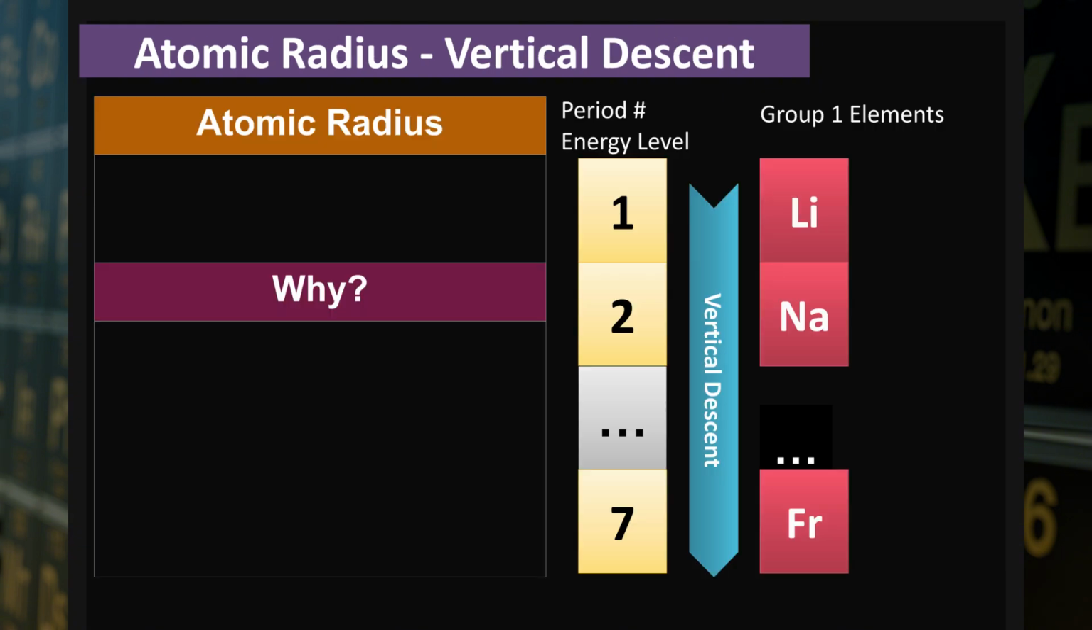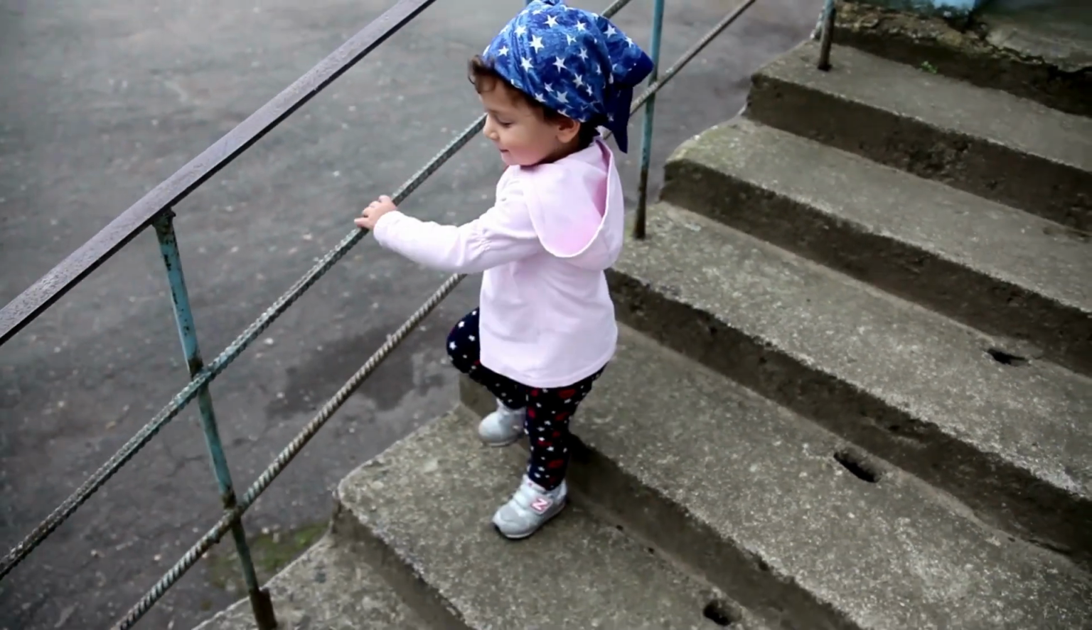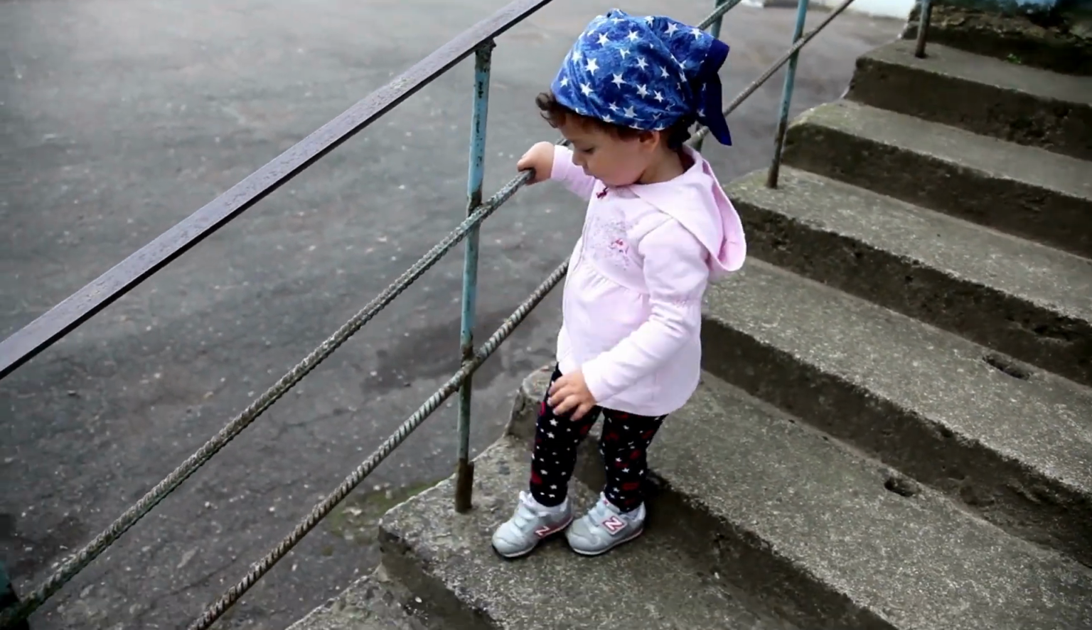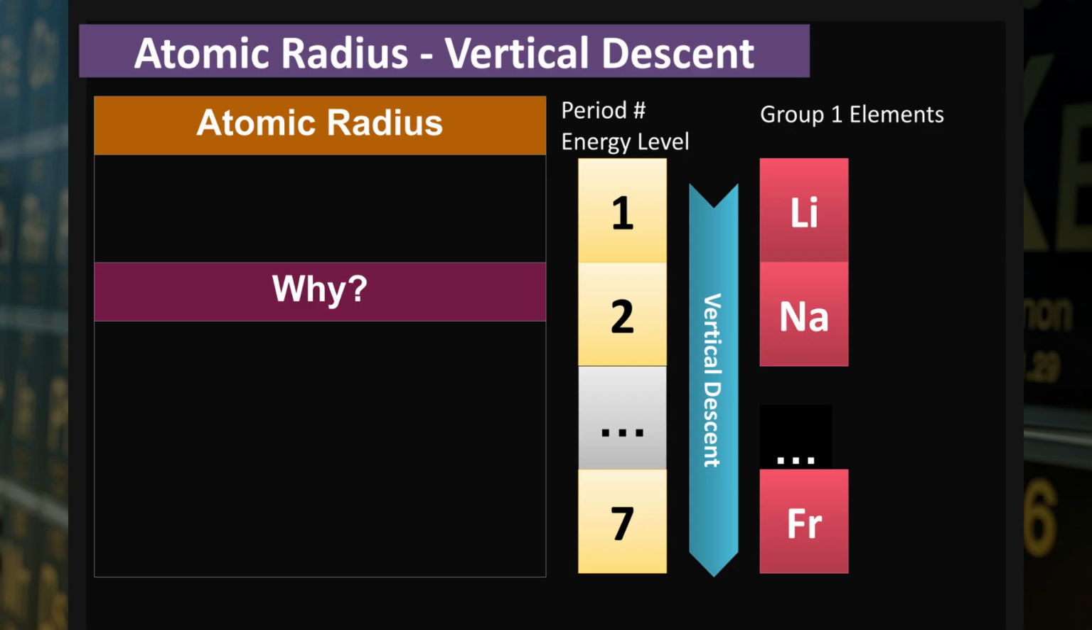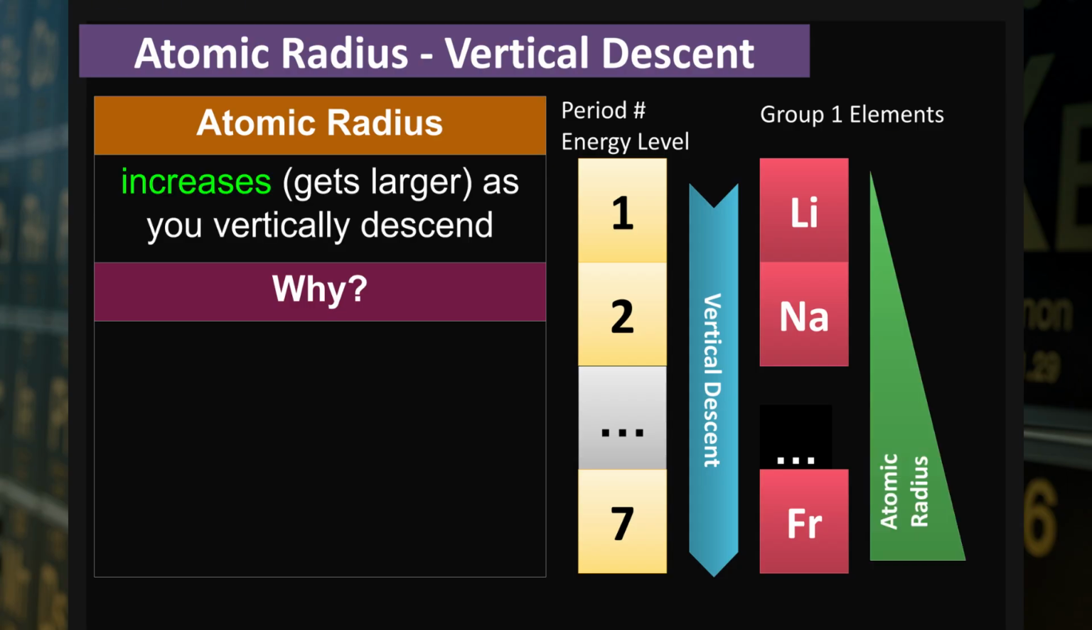So what is the atomic radius trend as you make a vertical descent down the periodic table? This is also called going down a group, though I prefer not to say go down a group because students often get that phrase confused. So I'm going to stick with vertical descents. The atomic radius increases as you vertically descend the periodic table.